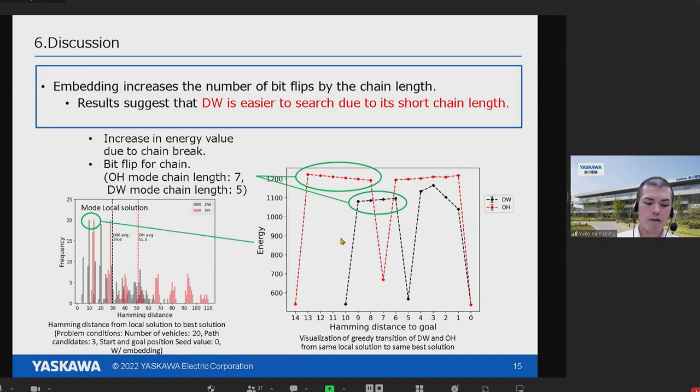Here I show a visualization of greedy transition of domain wall encoding and one-hot encoding from the same local solution to the same best solution when embedding exists. This visualization is not the real transition done in the calculation, but it gives us the image of it. In this figure, we see that both domain wall encoding and one-hot encoding, this DW and OH, are making two logical bit flips. But we can also see that the physical bit chain made by the embedding has increased the total bit flip required for it. This suggests that domain wall is easier to search due to its short chain length.